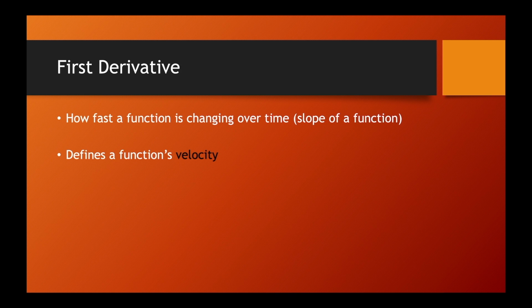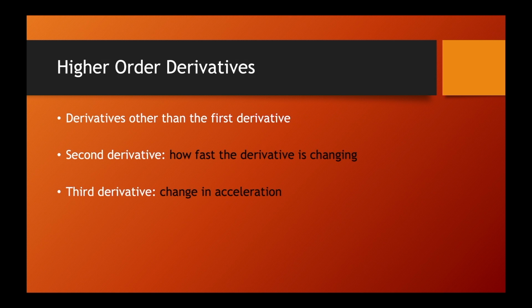A function can have many derivatives, and for example, the first derivative is a measure of how fast a function is changing over time, aka the slope of a function. It defines a function's velocity. Derivatives higher than the first order derivative are known as higher order derivatives.